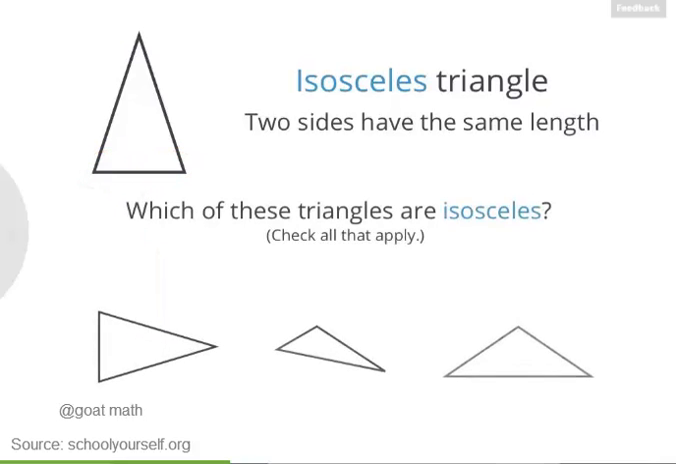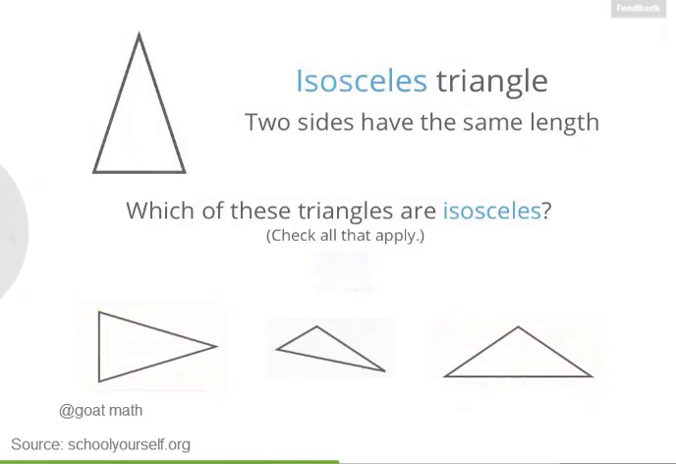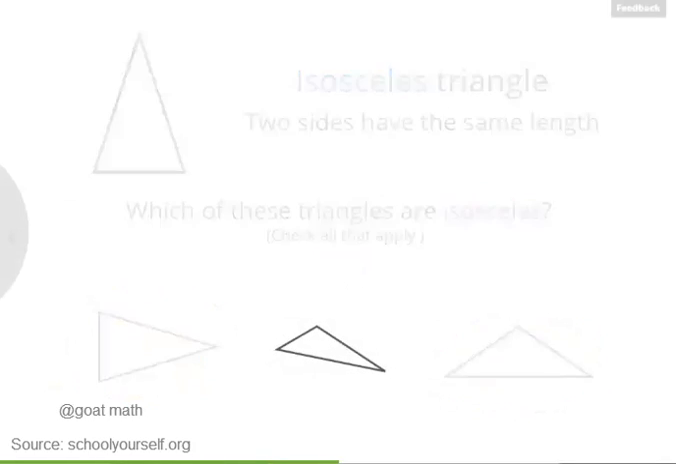Now take a look at these triangles. Which 2 of these are isosceles? Exactly, these 2 triangles are isosceles. Next, let's take a closer look at this other triangle.